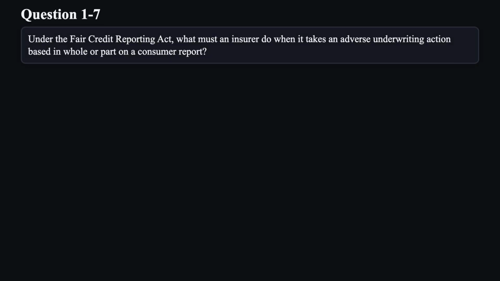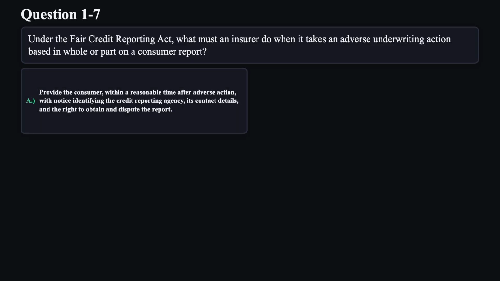Question 7. Under the Fair Credit Reporting Act, what must an insurer do when it takes an adverse underwriting action based in whole or part on a consumer report? A. Provide the consumer within a reasonable time after adverse action with notice identifying the credit reporting agency, its contact details, and the right to obtain and dispute the report.